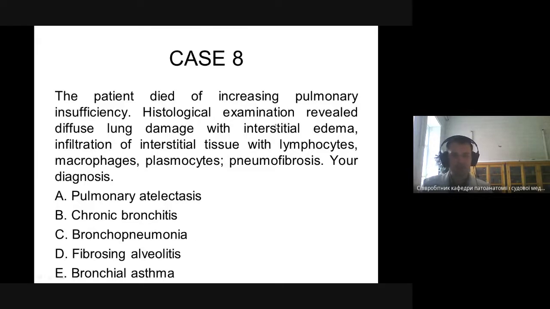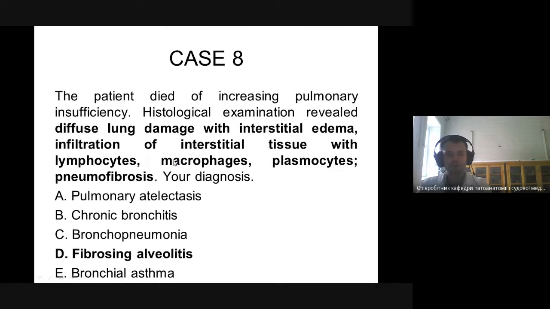Chronic bronchitis. Have they said something about bronchi? Not at all. Bronchopneumonia, again, nothing about bronchi, no changes in the alveoli, so no. Bronchial asthma, no eosinophils, no bronchial asthma. Fibrosing alveolitis is the correct answer for this case. Fibrosing alveolitis, idiopathic alveolar fibrosis.